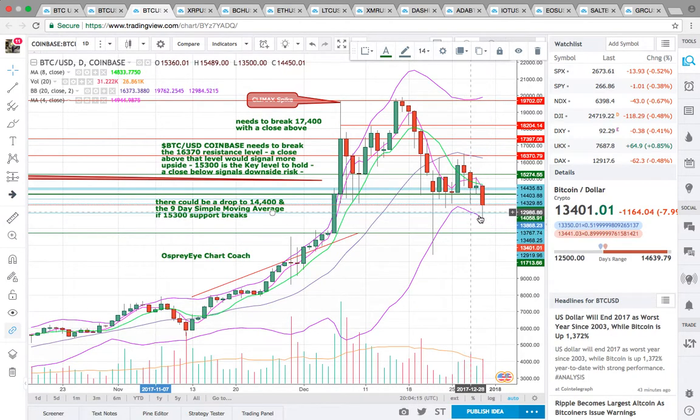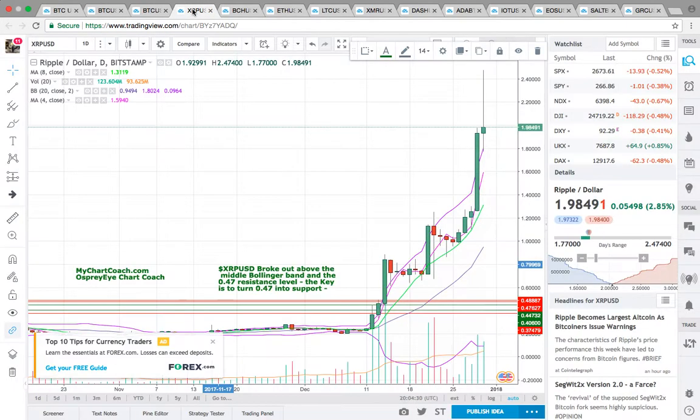Look at the lower Bollinger Band; it's pointing down. It's signaling downside risk. You don't even want to think about trying to play the bounce until it gets above EMA's 4 and 8, and a new uptrend will not begin until that middle Bollinger Band up there at 16,241 turns into support. Okay, so now let's look at XRP.